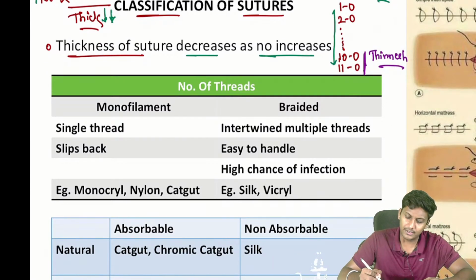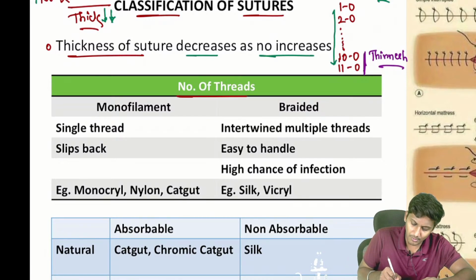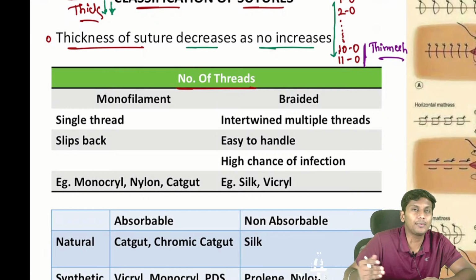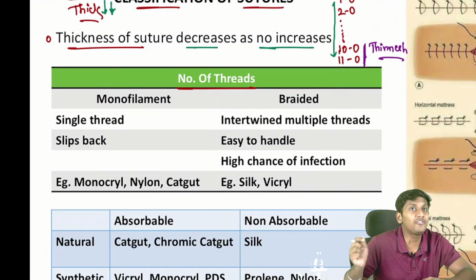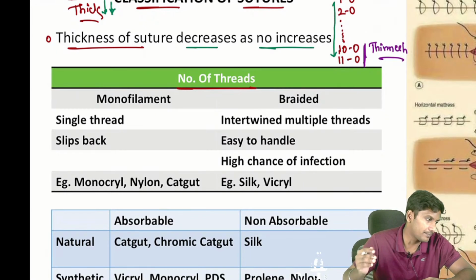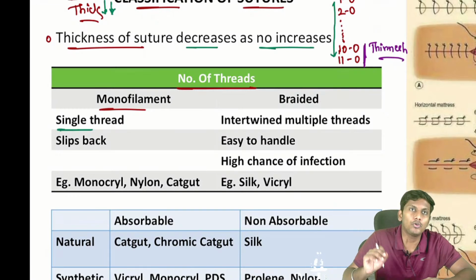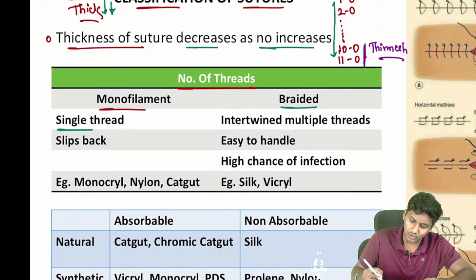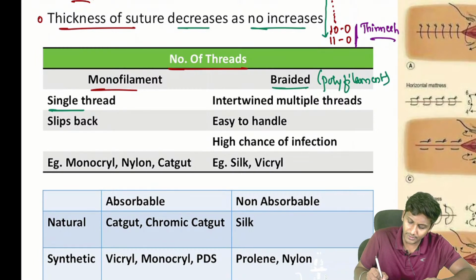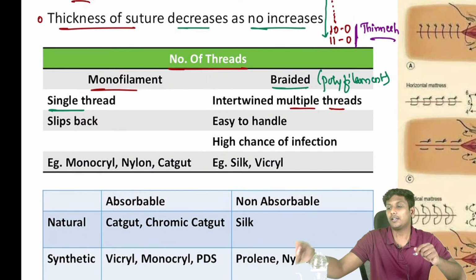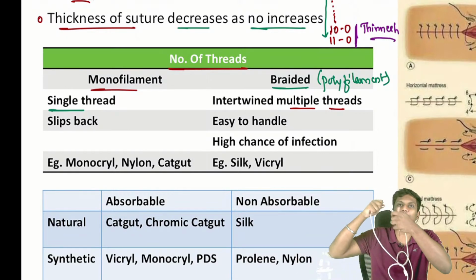Now the basic classification of the suture based on the threads: based on the number of threads, we can divide sutures into monofilament sutures or polyfilament sutures. Polyfilament sutures can also be called braided sutures. A monofilament suture is made up of only a single thread. Whereas a braided or polyfilament suture is made up of multiple threads which are intertwined with each other.